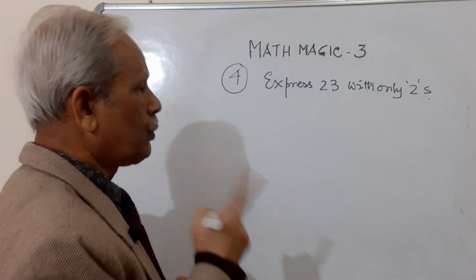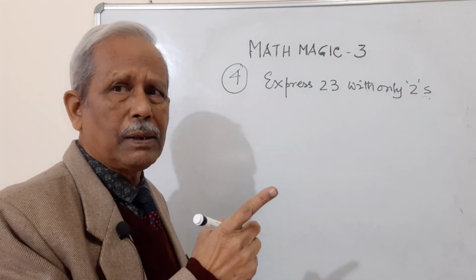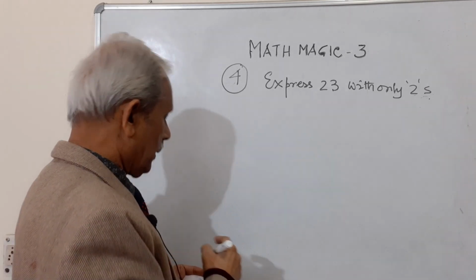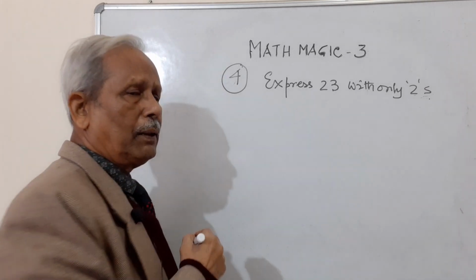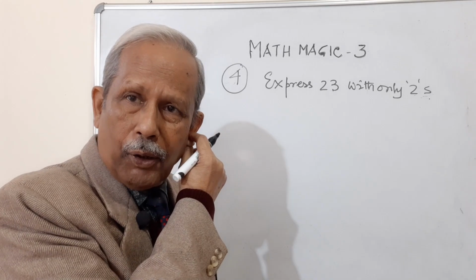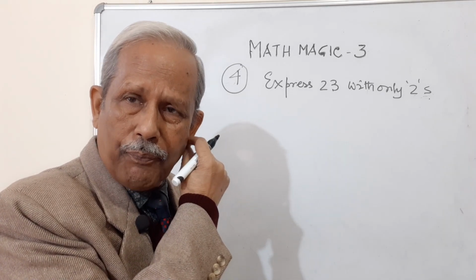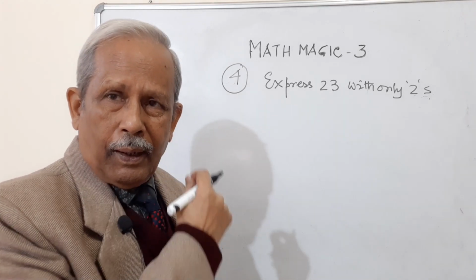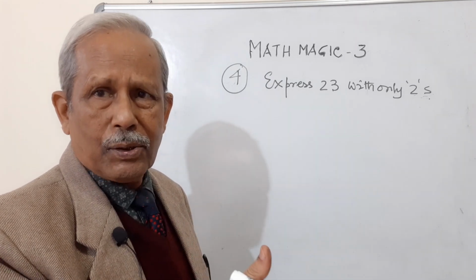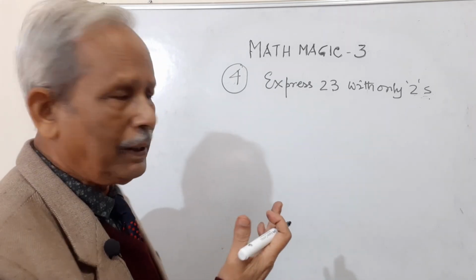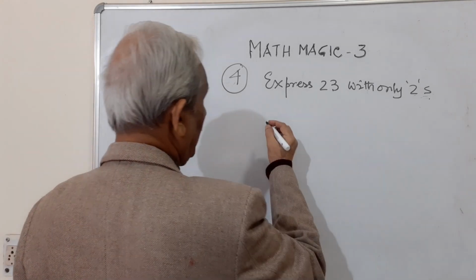Just use only 2's and express the number 23. Can you do that? Give a little pause and think about it. Do it yourself. Well, it will take some time. You can stop it, pause it, try it yourself, then you come back again and see it. Yes, what is the way we can do it?